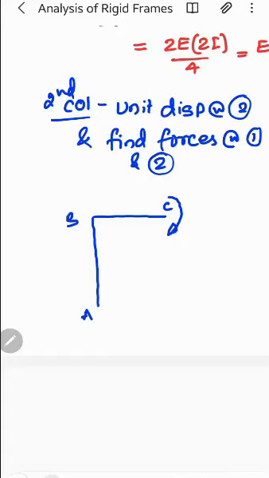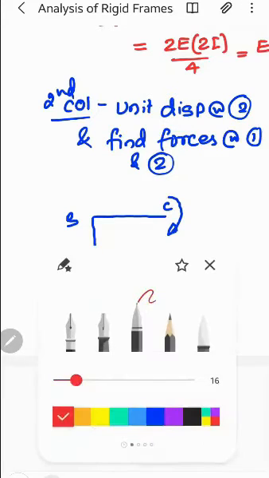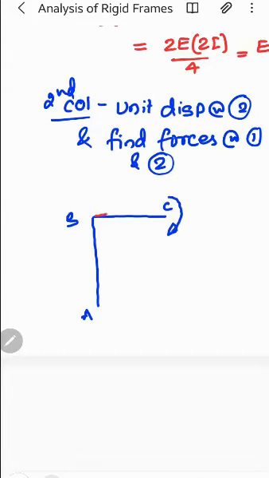So when you are applying a couple at C, the member connected at C is CB. So it will try to rotate in clockwise direction. So it will hog up, right? This is unit deformation, right? Where you have applied, it will be 4 EI by L, and the other end with the same direction, it will be 2 EI by L. But the member AB will not rotate. Clear? Only member BC will rotate.